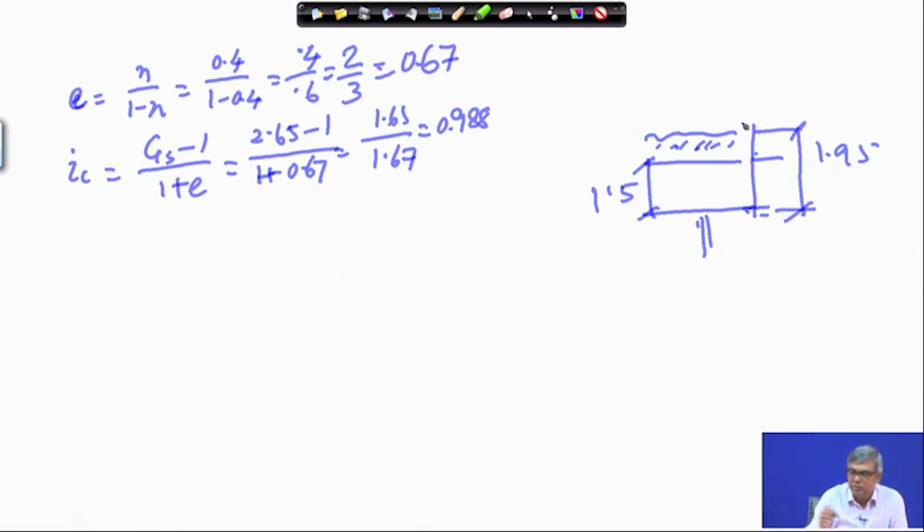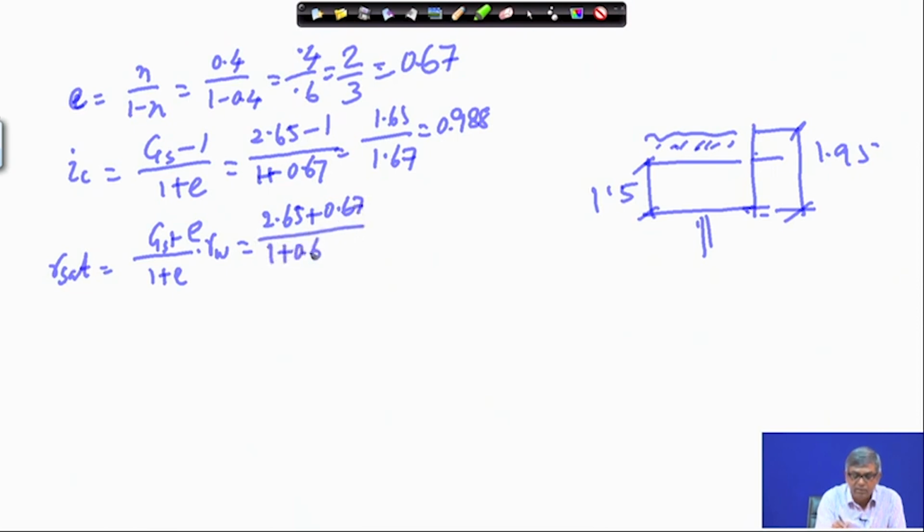So the clay to be used. Since flow is passing through this, there is no water table, but since water is passing through, I can consider gamma saturated for the soil, that is (Gs plus e) by (1 plus e) into gamma w. If I put 2.65 plus 0.67 divided by 1 plus 0.67 into 9.81, this gives a unit weight of 19.5.